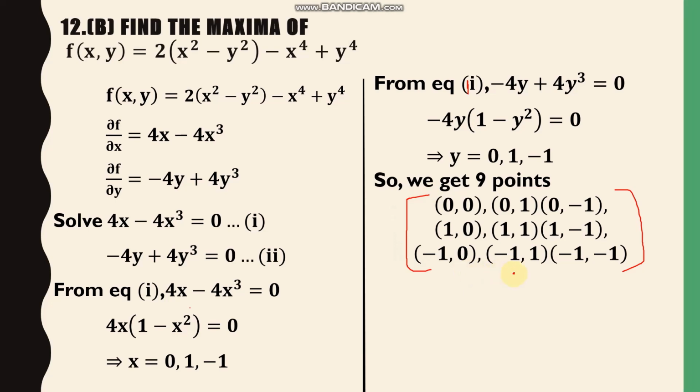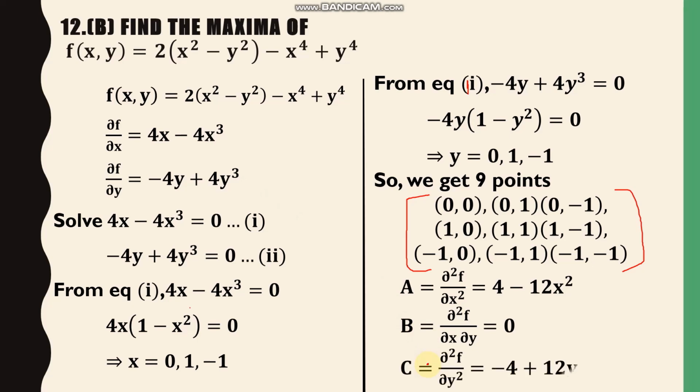Okay. Now let's find out the second derivatives. A is equal to the second derivative of the function with respect to x. You can see this will come out to be 4 minus 12x square. B will come out to be 0. If you take the derivative of this function with respect to y, it will come out to be 0. And the second derivative with respect to y is minus 4 plus 12y square. Okay, so we get the values of A, B and C.